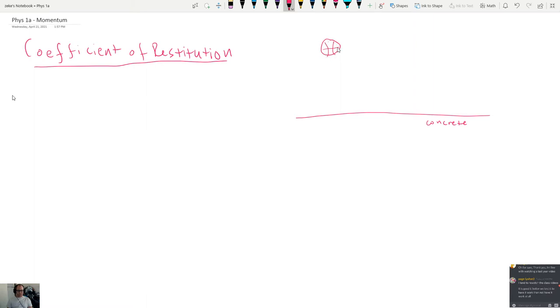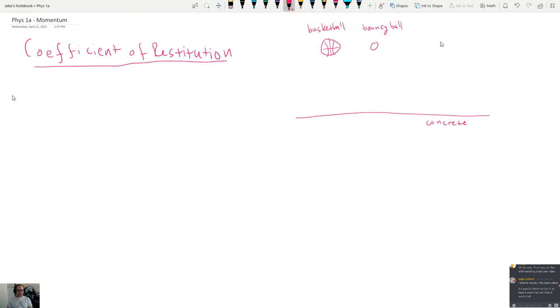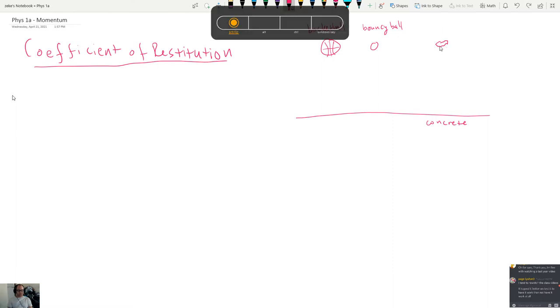How to draw a basketball? It's got these kind of lines on it, right? So let's say you have a basketball. Let's say you have a super bouncy ball. We'll just call it a bouncy ball. And then for a real extreme, let's say you have a lump of clay. Or you know what's even easier? Let's say you have a beanbag.